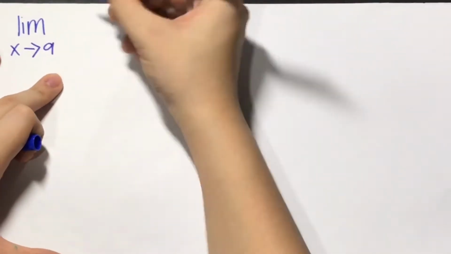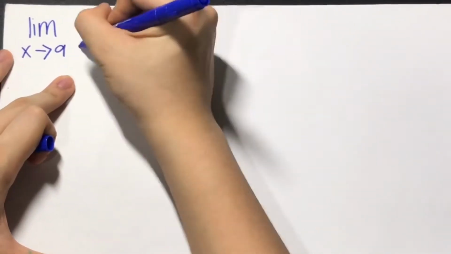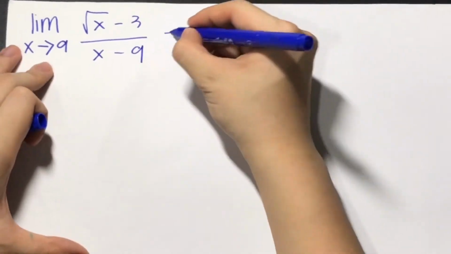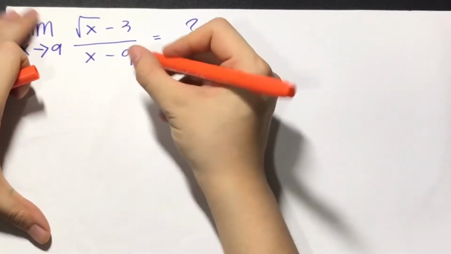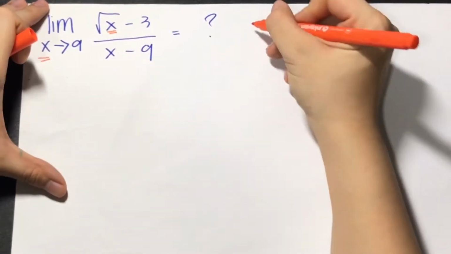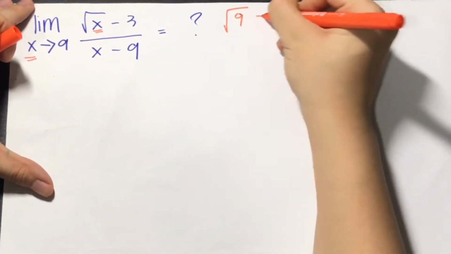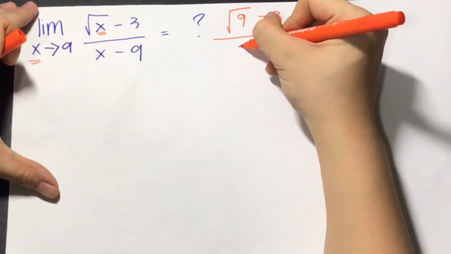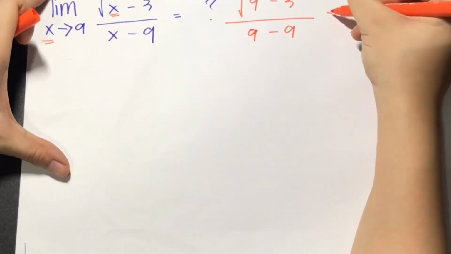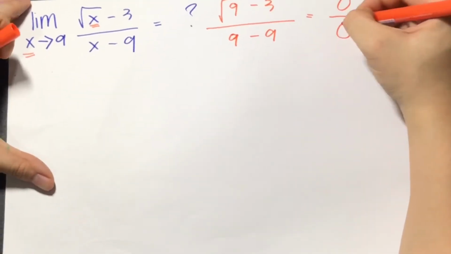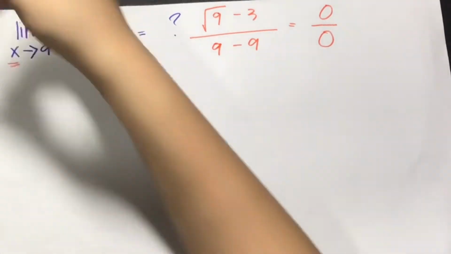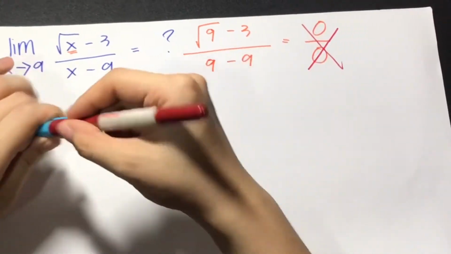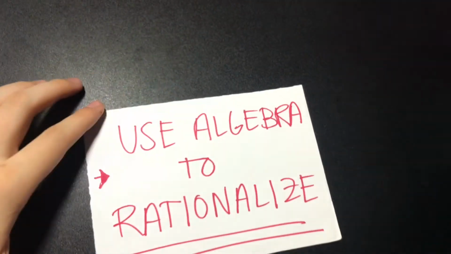Another example, we have the limit as x approaches 9 of square root of x minus 3 over x minus 9. If you just substitute the value of x, it will become square root of 9 minus 3 over 9 minus 9, which equals 0 over 0. So we are going to use another technique called rationalizing.